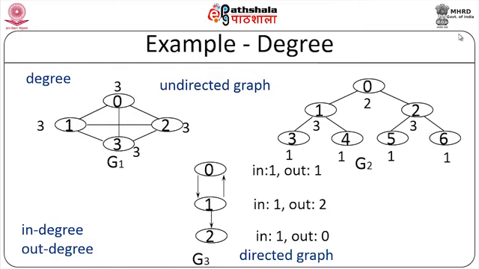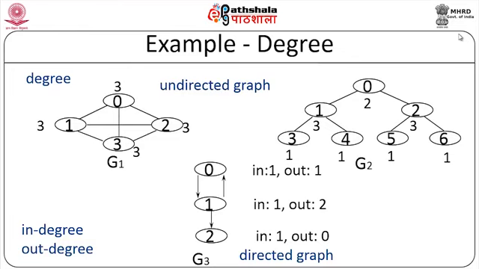Now, if you take another graph, there you have 0 having 2, again undirected, 1 having 3, 2 having 3, 5 having 1, 6 having 1. You see that though it is a tree, the other direction is also considered. So, this is considered as a graph.